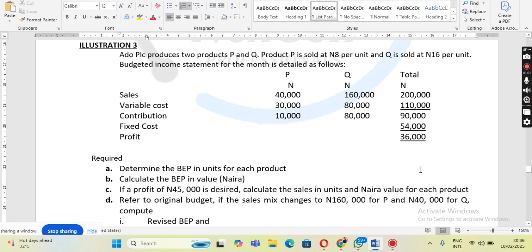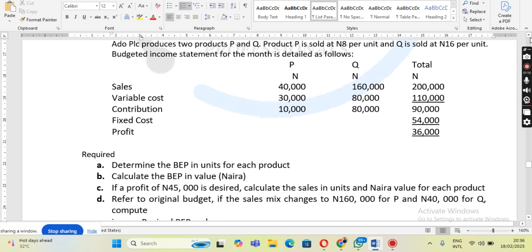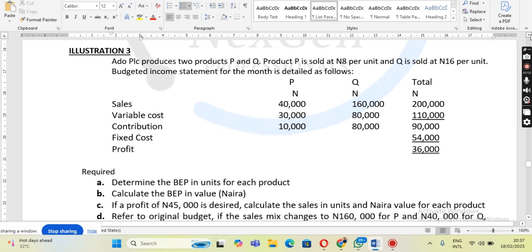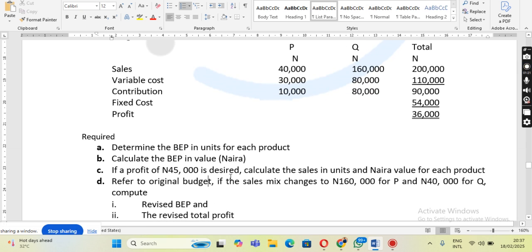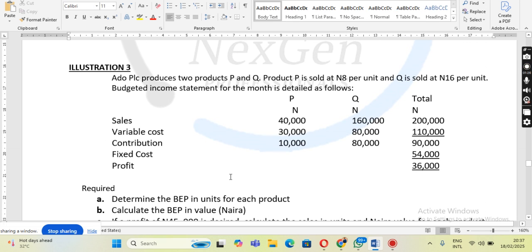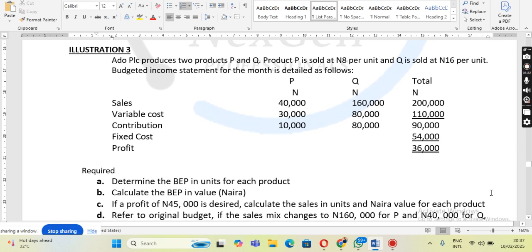You can see that in this question, it is a multiple product question. Why? Because there are two products here. Now, the first thing for you is to read the required. Number one required says: determine the BEP in unit for each product, which means we need to determine the BEP in unit for each of these products, right? Two, calculate the BEP in value. We need to determine the BEP in value.